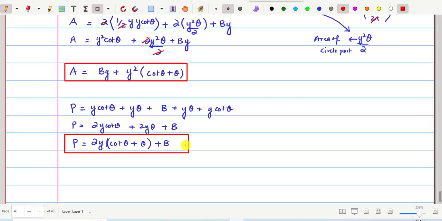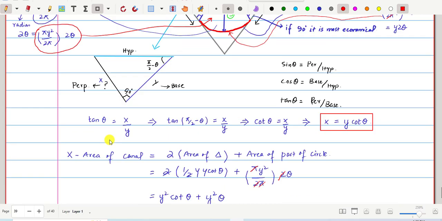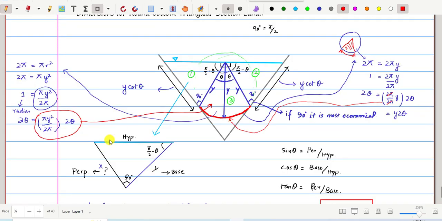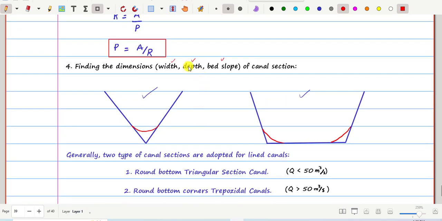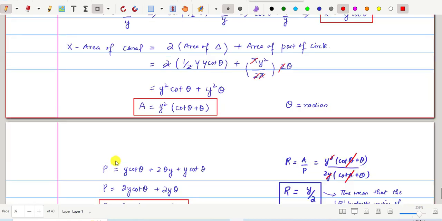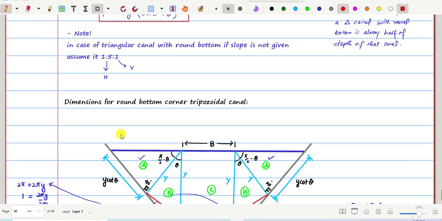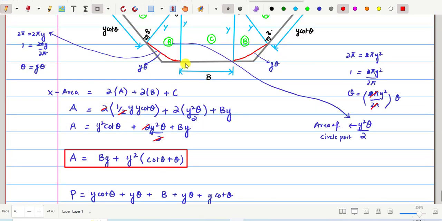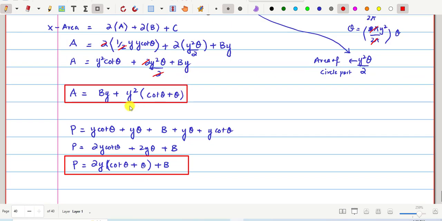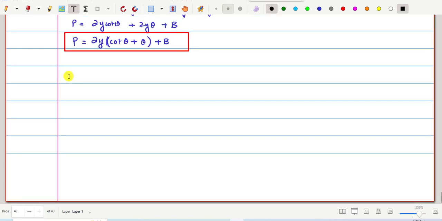That's it. We are done with the design steps. So whatever our cross section will be, to find out the dimensions, that is depth, width of bed slope, we are going to use these formulas of area and weighted parameter A and P. We use these two formulas when our section is triangular, and these two when our section is trapezoidal, to find out the values of Y and B. Okay, that's done. These are the steps for designing lined canal. We need to follow these steps.